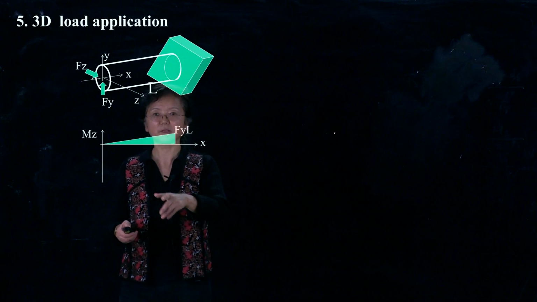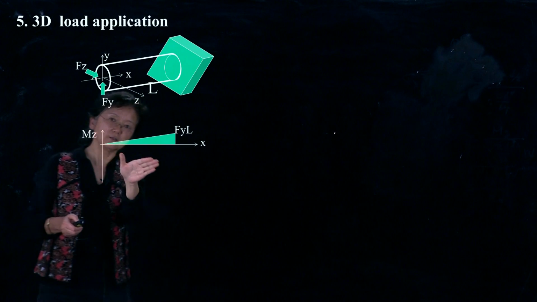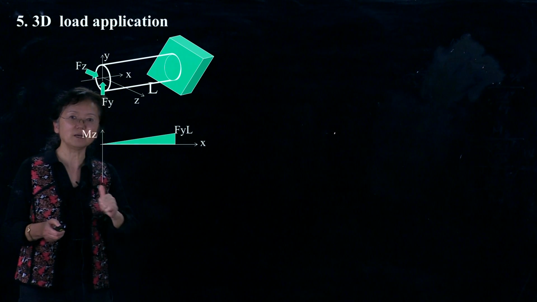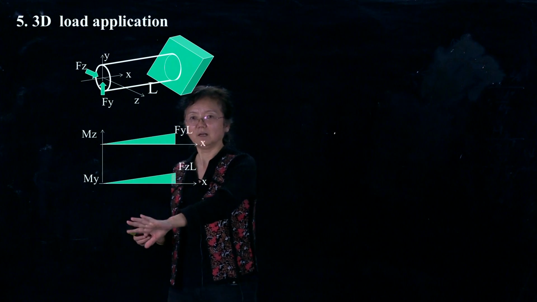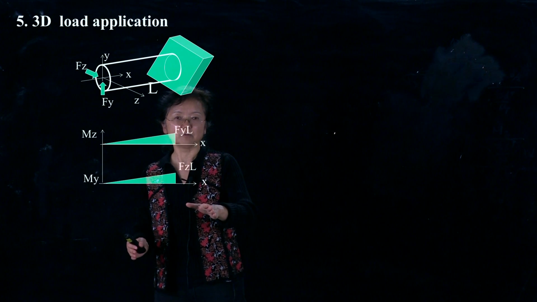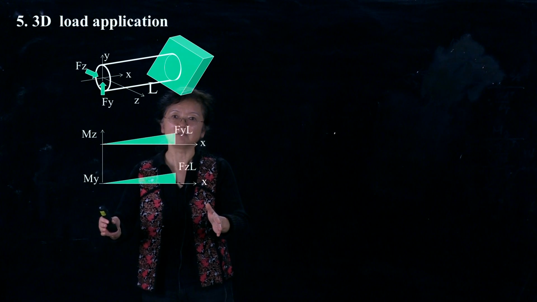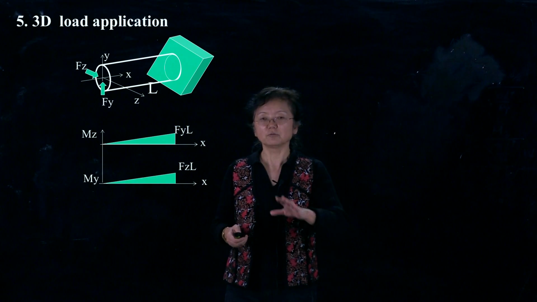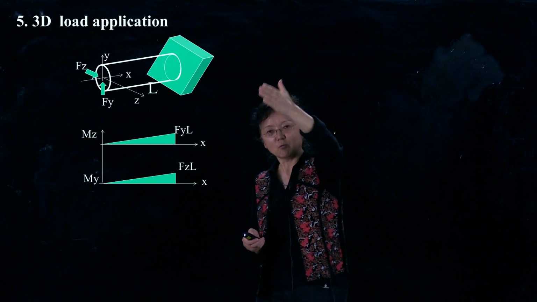Likewise, we can do the same thing for the moment produced by Fz. The moment, using our thumb, is along the y direction. That's why I call this moment My. We do the same way. We figure out the largest is at the wall end, which is Fz times the distance L.